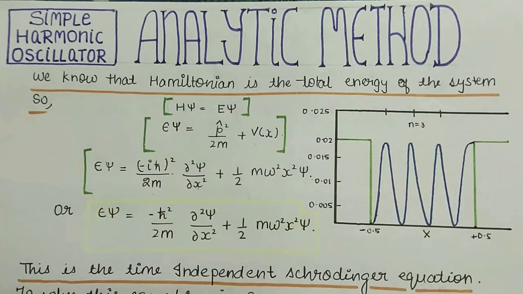The problem of simple harmonic oscillator can be approached in two ways. First, by the analytic method, and second, by the operator method. In this video, I am going to explain the analytic method.